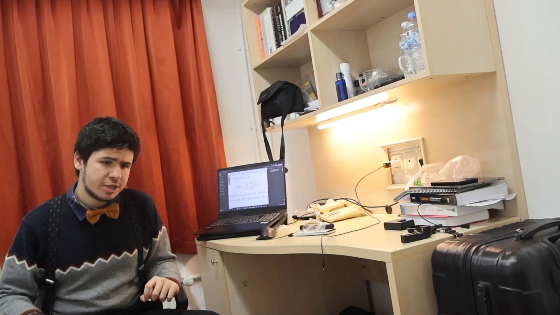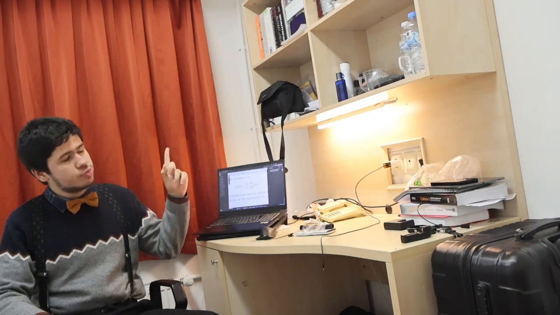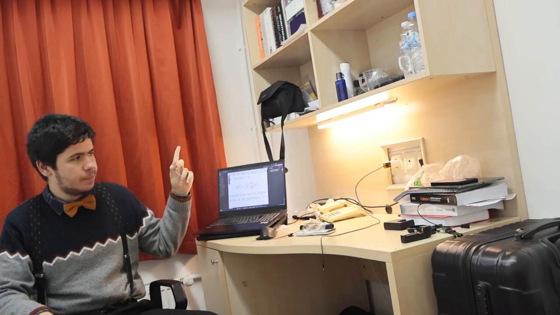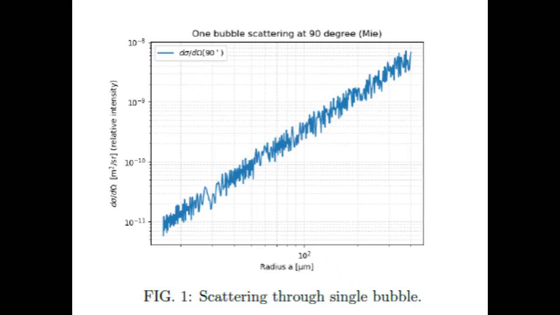At this point, I should explain my theory a little bit. Basically, my theory is the solution of Maxwell's equations on a sphere. I should explain the derivation here. By utilizing my theory, the angle-dependent total scattering intensity due to a single bubble was calculated.